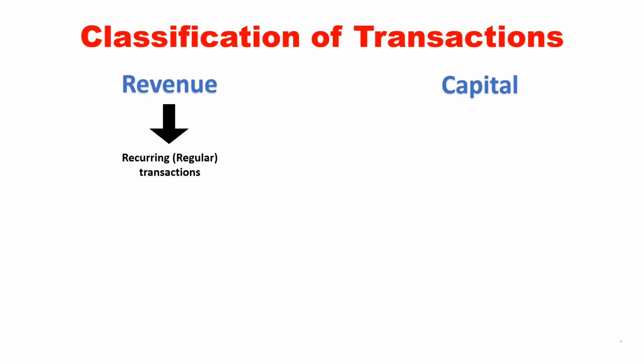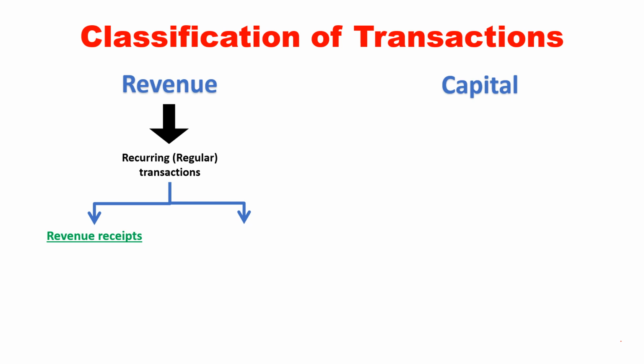Before moving to the topic accounting for non-profit organization, first we need to understand the classification of transactions. On the basis of nature of transactions, it can be classified as revenue transactions and capital transactions. Revenue transactions are regular transactions which are related to the regular operations of the business. For example, sale of goods, fees received, salary paid, rent paid. Such transactions are called revenue transactions.